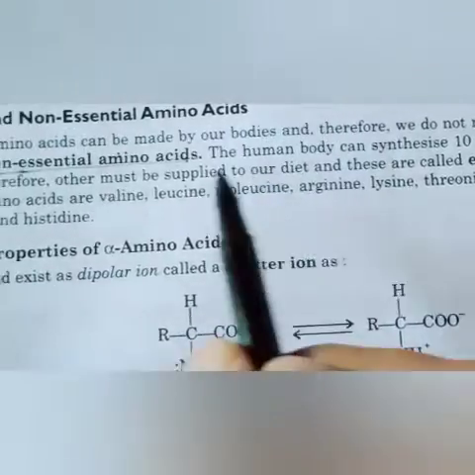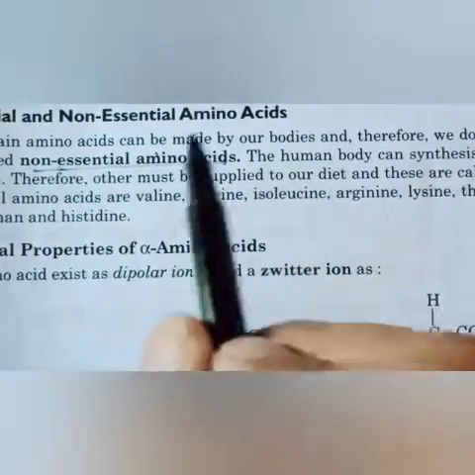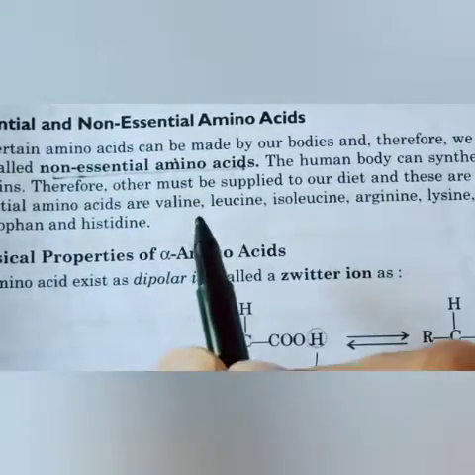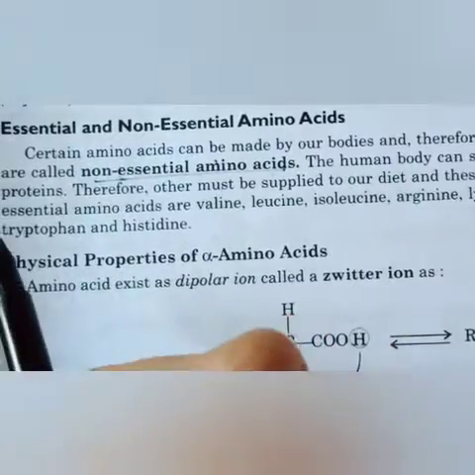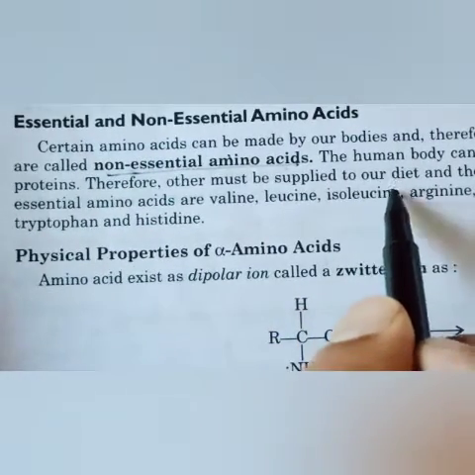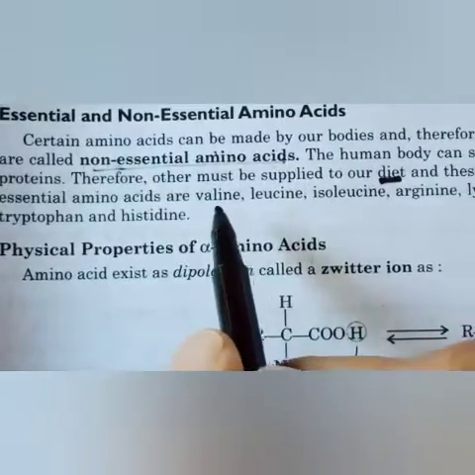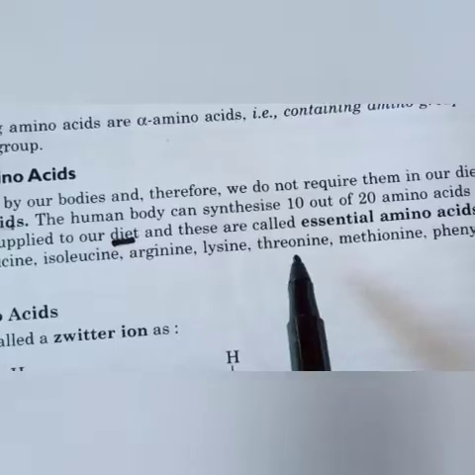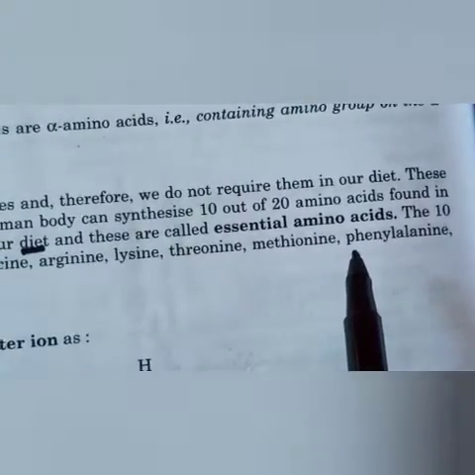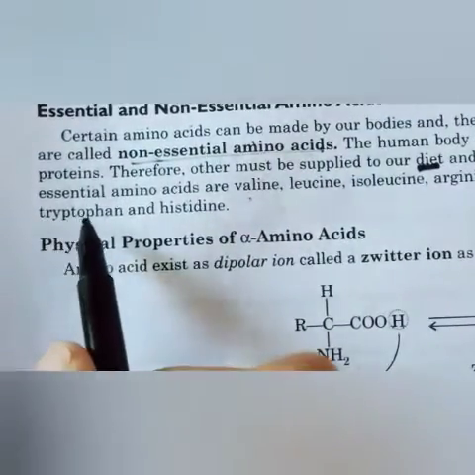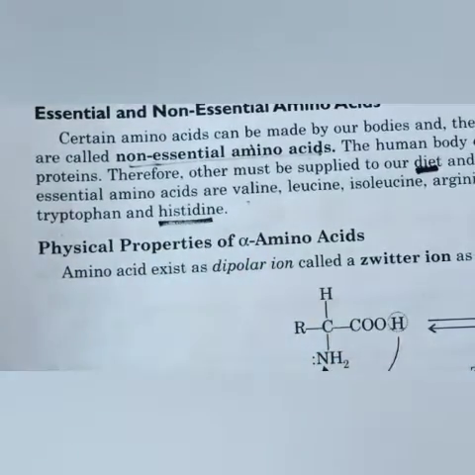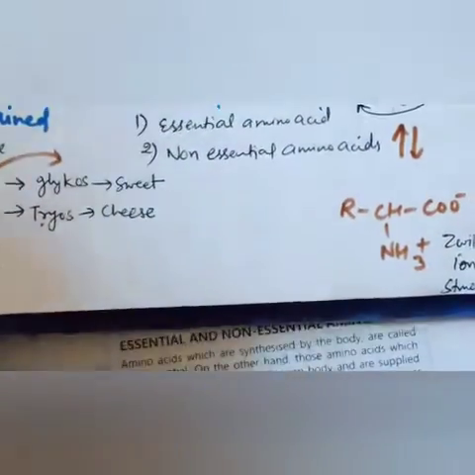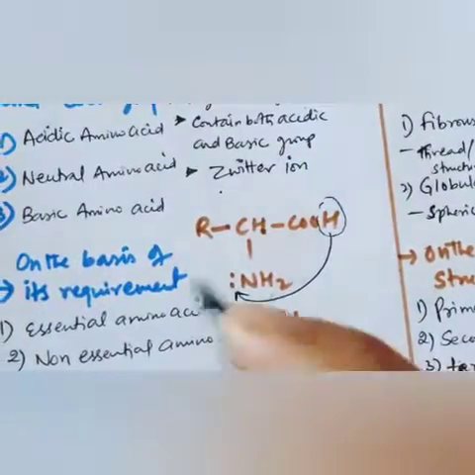So out of 20, the 10 amino acids prepared by our own body are called non-essential because we do not need them from outside. But the rest of the 10 amino acids, which are not prepared by our body, are required through our diet. So those are called essential amino acids. These are valine, leucine, isoleucine, arginine, lysine, threonine, methionine, phenylalanine, tryptophan and histidine. Okay, these are the essential amino acids required by our body. So this is all about the classification.